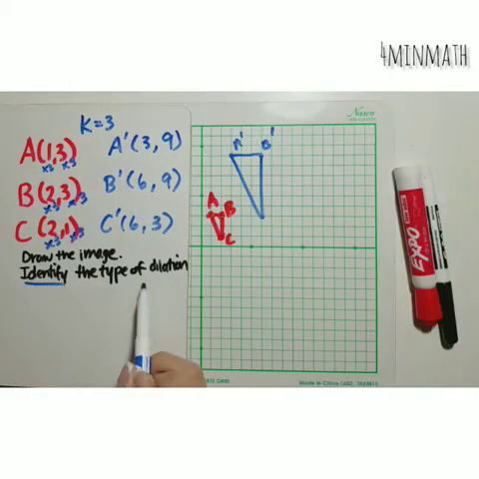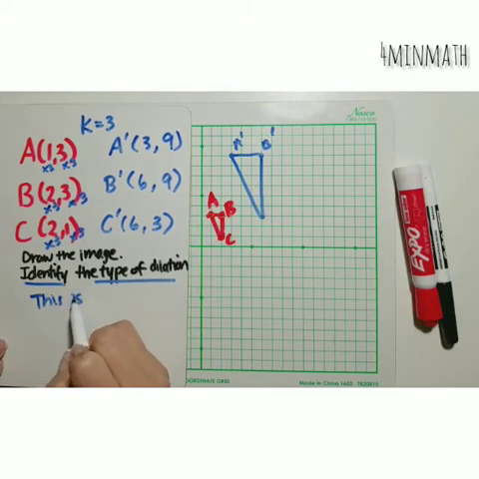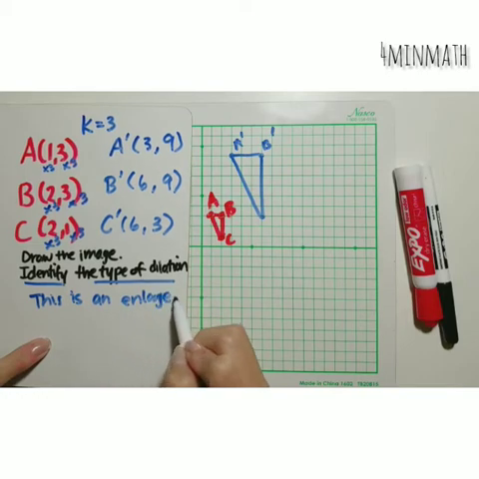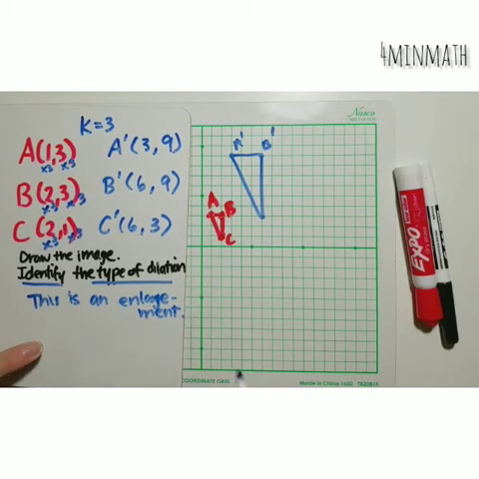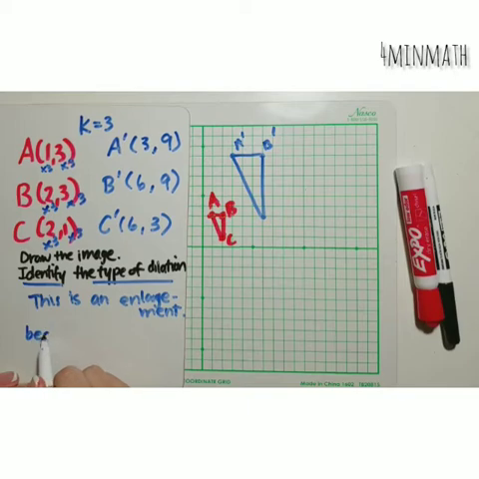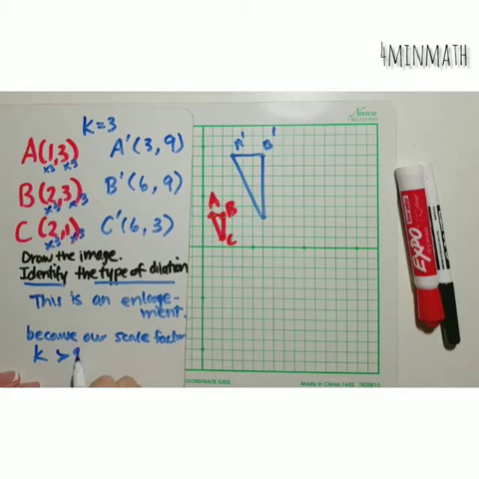So identify the type of dilation. This is an enlargement. We can add here because our scale factor K is greater than 1, because our K was 3.